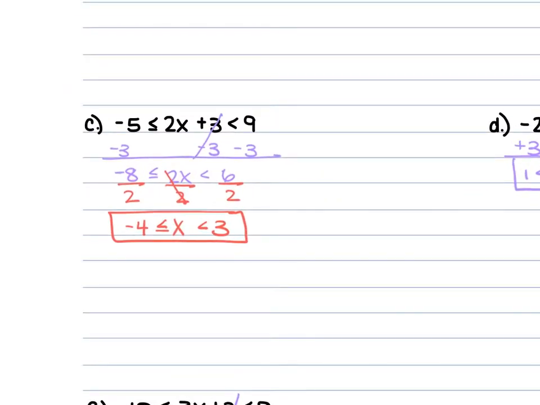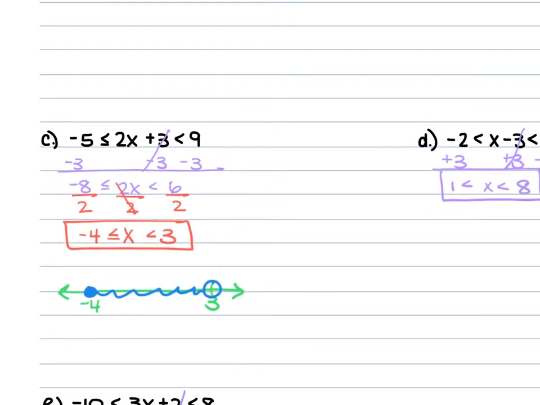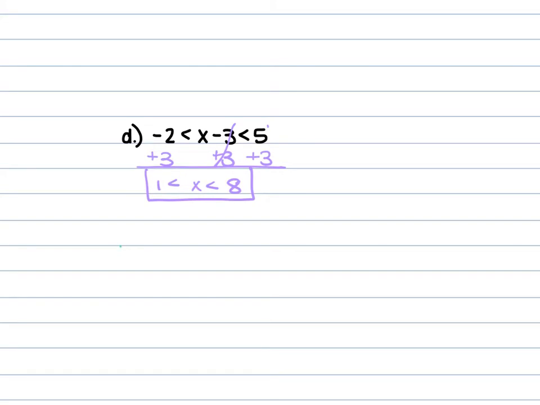For C, we would need a -4 and a 3. There would be a closed circle on -4 and an open circle on 3, and the line would go in between. For D, we would have a 1 and an 8, and then an open circle on the 1, an open circle on the 8, and the line would go in between.